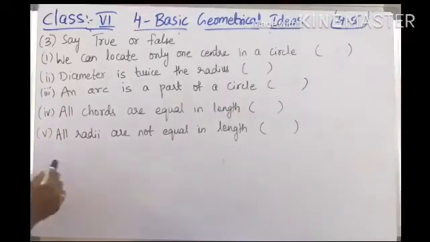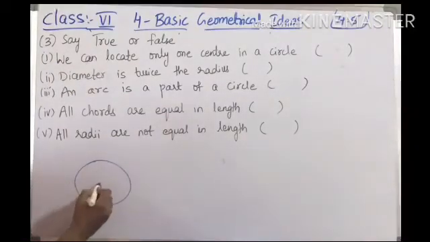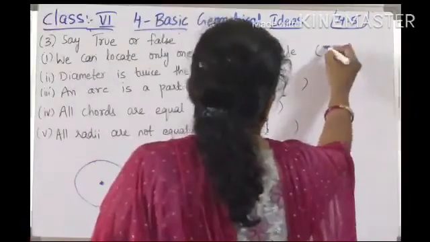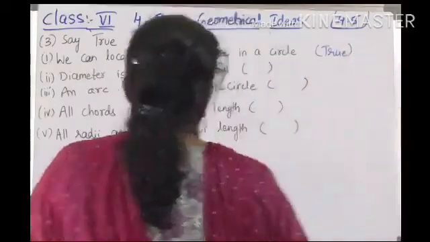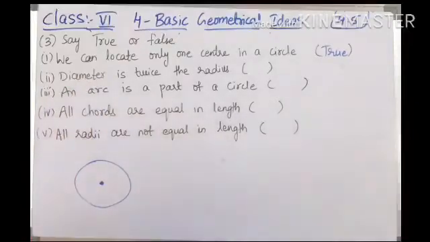Next, coming to the third question: say true or false. The first statement: we can locate only one center in a circle. Yes or no? How many centers can be located in a circle? Only one. So we can locate only one center in a circle is true.